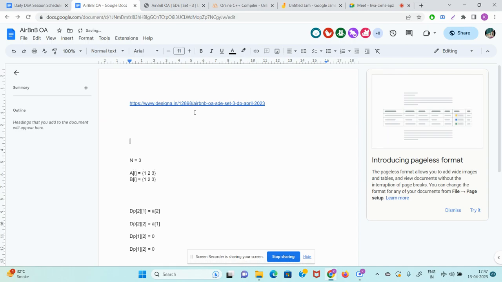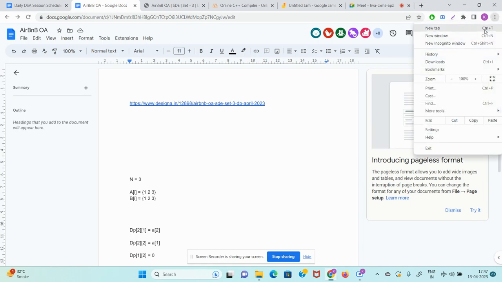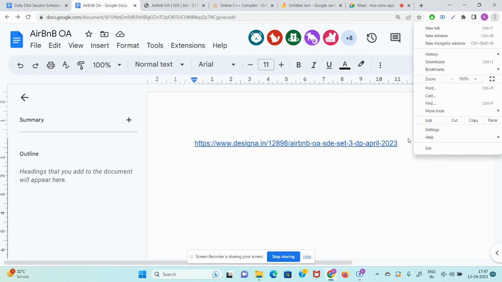This is very interesting. I am increasing the zoom. Guys, I think the screen is visible.